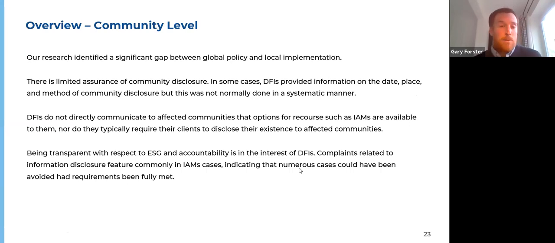DFIs do not directly communicate to affected communities that options for recourse such as IAMs are available to them, nor do they typically require their clients to disclose their existence to affected communities. And being transparent with respect to ESG and accountability is in the interest of DFIs. One thing we identified was that complaints related to information disclosure feature commonly in IAMs cases, indicating that numerous cases could have been avoided had requirements been fully met.